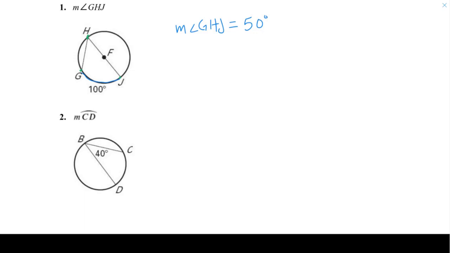If I look for the measure of arc CD in the next one, we have angle B here, which is intercepting our circle at points C and D. We know that the measure of that arc must be double the angle that's opposite it, so we know that the measure of arc CD must be 80 degrees.